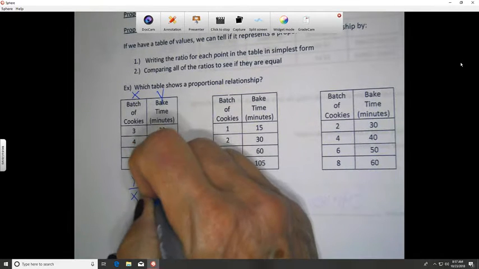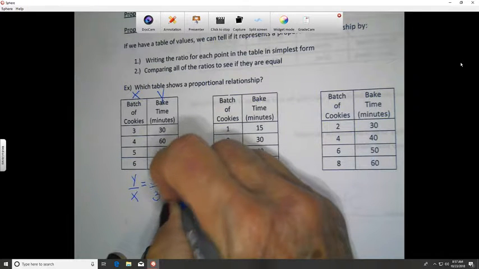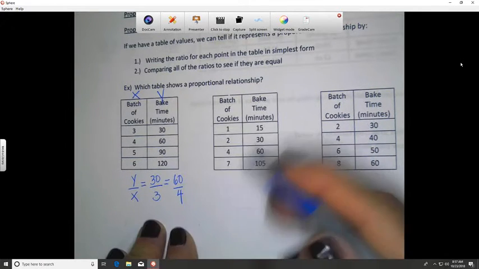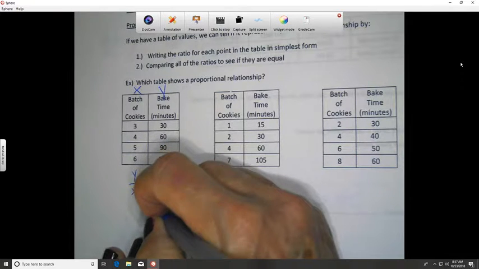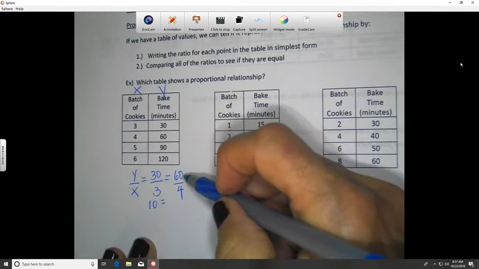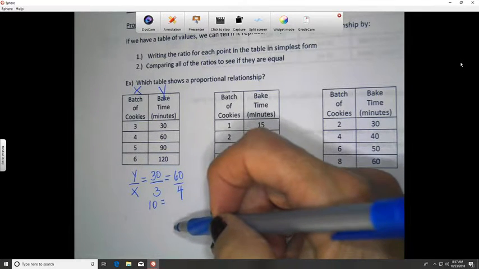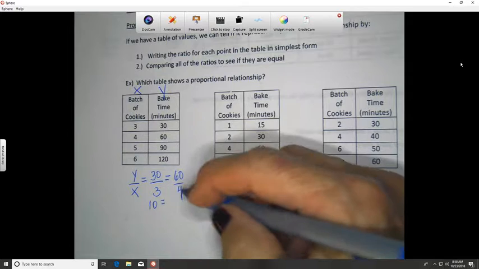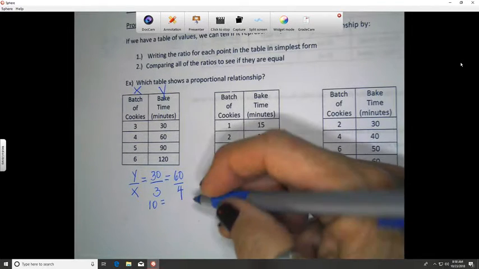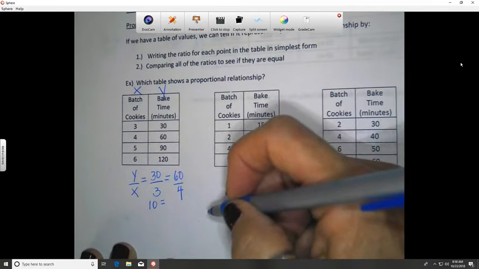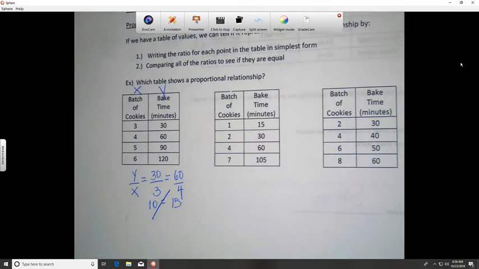So for this one, I just pulled the first two out. Let's try those by dividing. We get 10. What is 60 divided by 4? If it doesn't come out 10, it's not proportional. Okay, Caitlin, what? 15, right. So I'm going to stop right there. That table is not proportional.